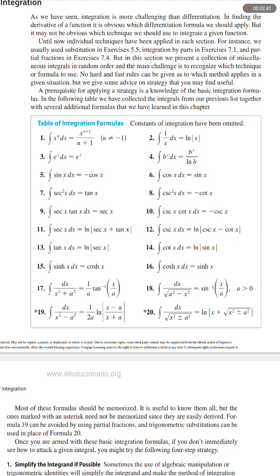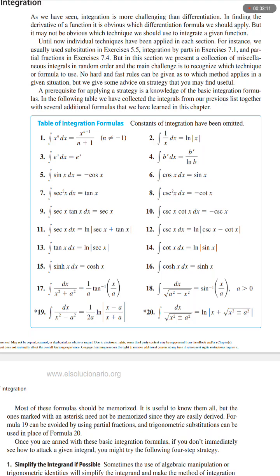Number 4, the integral of b to the power x dx equals b to the power x over the natural log of b. Number 5, the integral of sine x dx equals negative cosine x. Number 6, the integral of cosine x dx equals sine x.